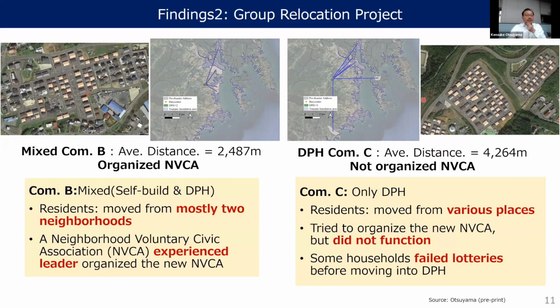But on the other hand, this disaster public housing neighborhood consists of only disaster public housing. As I mentioned, there are different backgrounds of residents. Some of them tried to organize a new neighborhood voluntary civic association, but it didn't function. It didn't work well. So even at a similar distance, these two neighborhoods have a totally different situation in the post-disaster recovery phase.